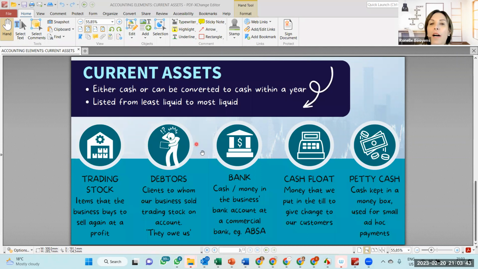All right, the second one is debtors, or you might have had people or clients to whom our business sold on account or on credit. Again, you'll be dealing with the debtors concept in grade 9 onwards. So a client will come into our store, and there's a whole process before that where we do credit checks before we open an account for that client, allowing that client to buy on account or on credit.